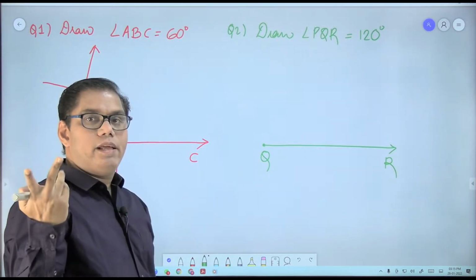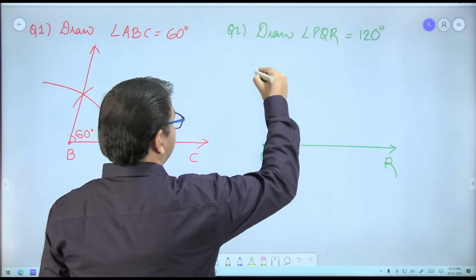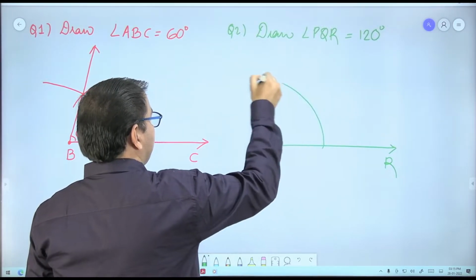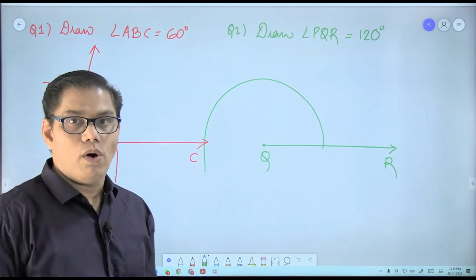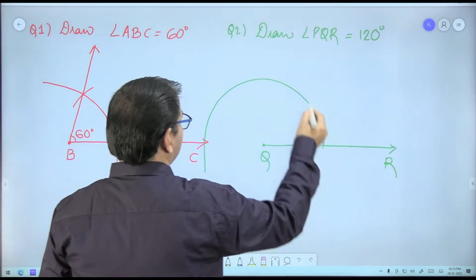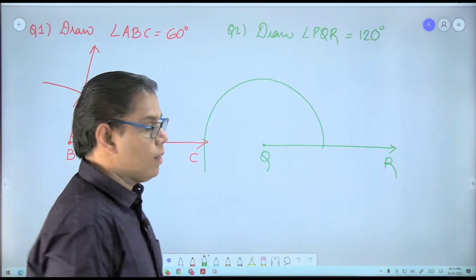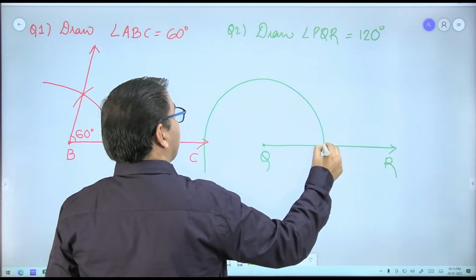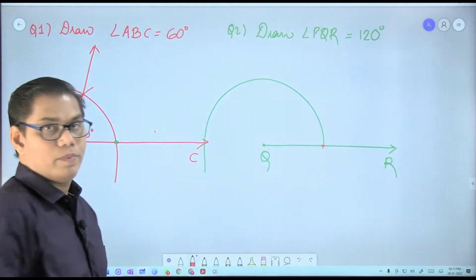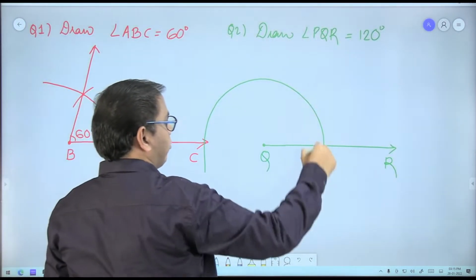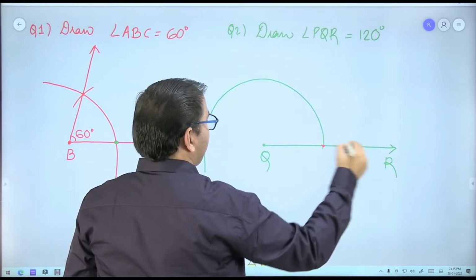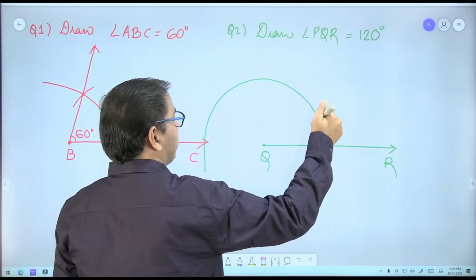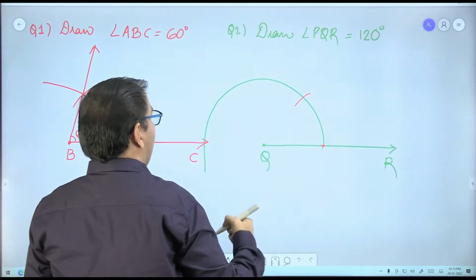Now again take any measurement of your choice, and this time you will draw a semicircle. I hope you know what is a semicircle. Semicircle means half of a circle. Pay attention here. First you will place the pointer at the point of intersection of your semicircle and ray QR, without changing the arrangement of your compass, and you will draw an arc.